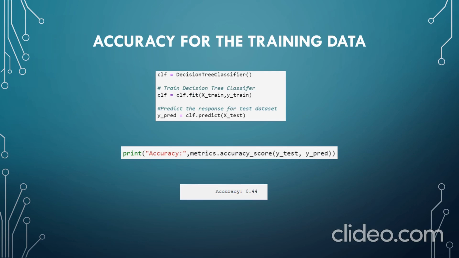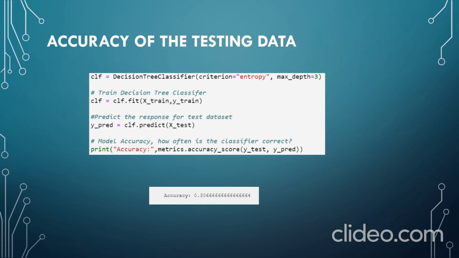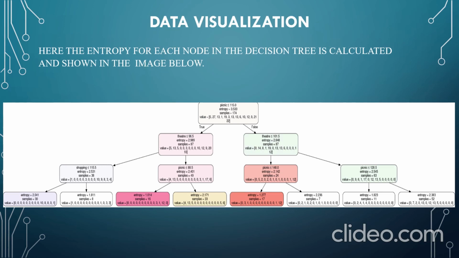Accuracy for the training data. Here a trained decision tree classifier predicts the response for the test dataset and prints the result, and as we can see, accuracy equals 44%. We do the same for the testing data, we print the result and we can see that accuracy equals 30%. Data visualization. Here the entropy for each node in the decision tree is calculated and shown in the image below.